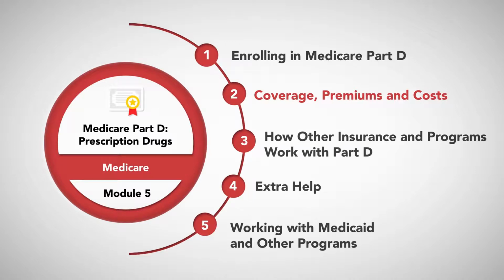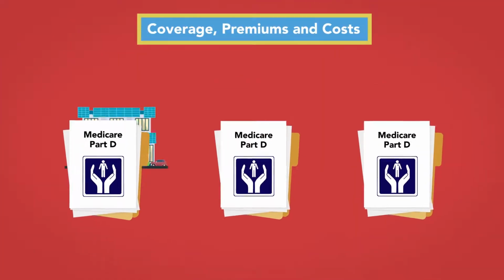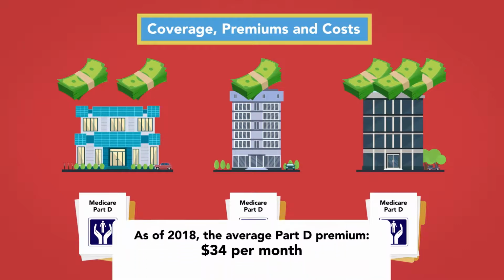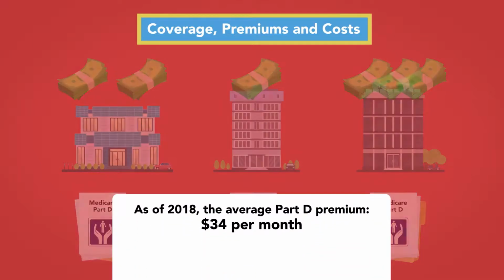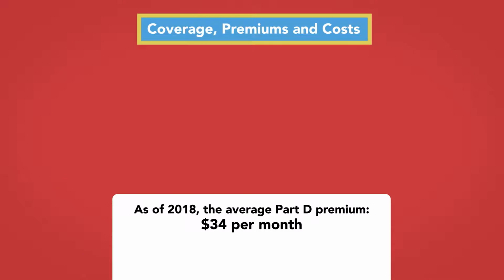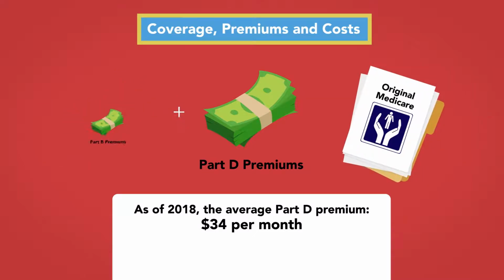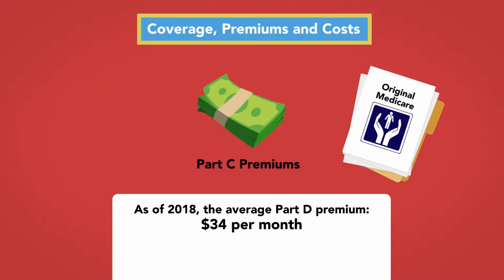Coverage, premiums, and costs. Medicare Part D plans are administered by private insurance companies, and so premiums vary by company and by plan. As of 2018, the average Part D premium is $34 per month. The Part D premium is in addition to Part B premiums for those with original Medicare, or may be included in Part C premiums for those enrolled in Medicare Advantage plans.